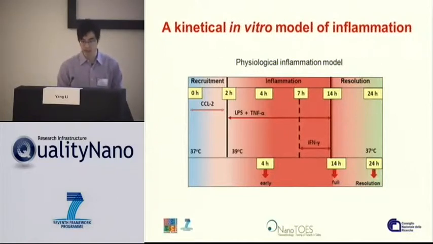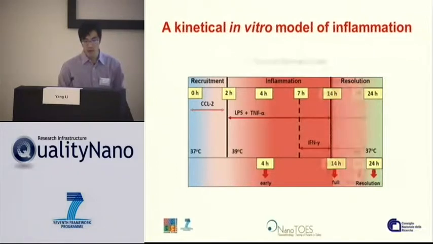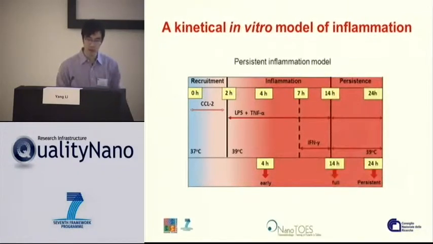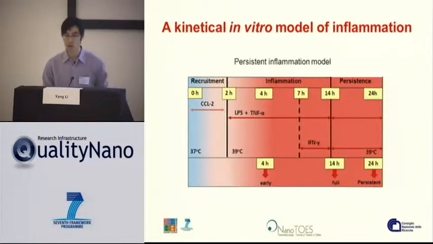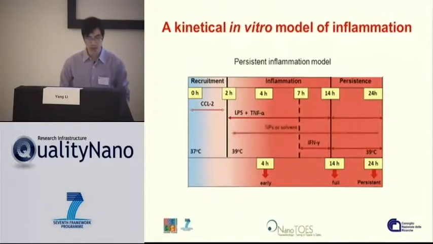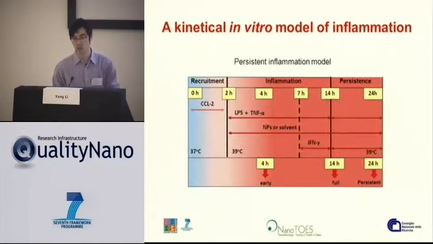We also have another very similar model, which we call the persistent inflammation model, to mimic the pro-pathological way. The only difference is that from 14 to 24 hours, we do not give the resolution phase. Instead, we give persistent stimulation. Within these two models, we use nanoparticles or solvent from 2 hours to 24 hours to mimic nanoparticles meeting macrophages in the tissue, not in the blood.